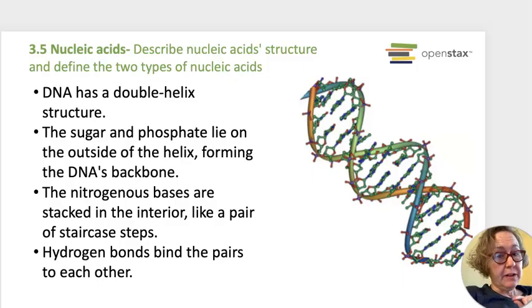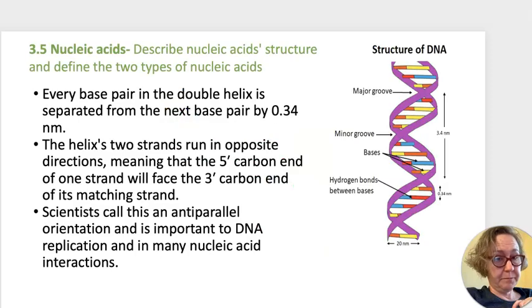DNA has a double helix structure. We already knew that. The sugar and phosphates lie on the outside. So here's our sugar and our phosphates. And what are these guys? These are our nitrogen bases. These are our A, T, C, G. And this makes like a winding staircase, just like this. Every base pair in the double helix is separated from the next base pair by 0.34 nanometers. Okay, we can measure these things, right? So in between this one and this one is 0.34 nanometers. The whole turn is 3.4 nanometers. Isn't that crazy? That's just so beautiful when the math works out. It just makes my heart happy when the math looks neat.